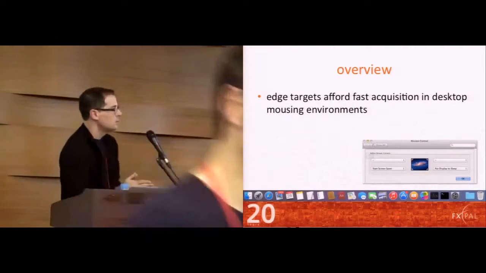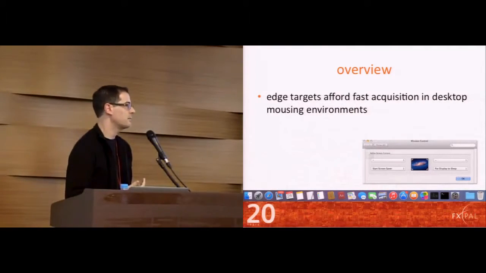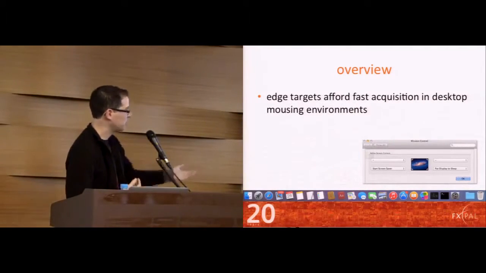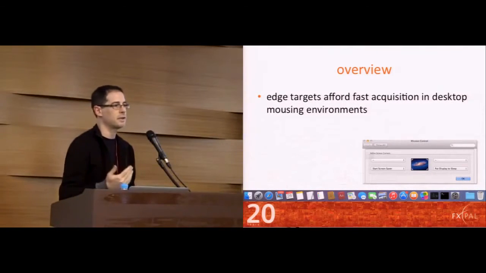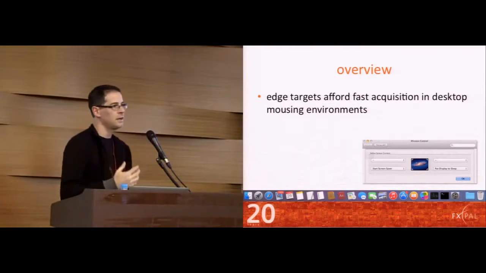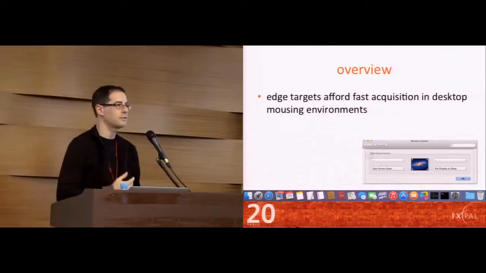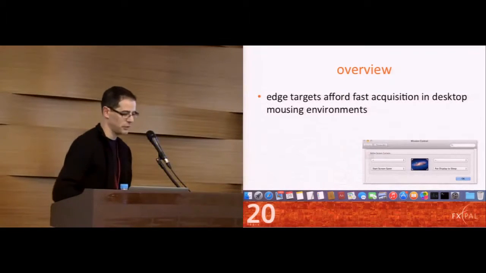Okay, so edge targets on desktop mousing environments are known to afford fast reaction time. For example, we know that in Macs, typically the control panels or the menus are at the very bottom of the screen, at the very top of the screen, and they even have options for assigning the corners of the screen for very quick access to certain functions.